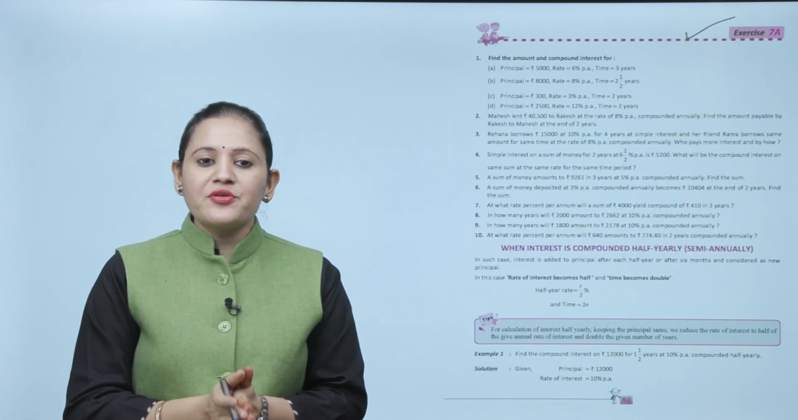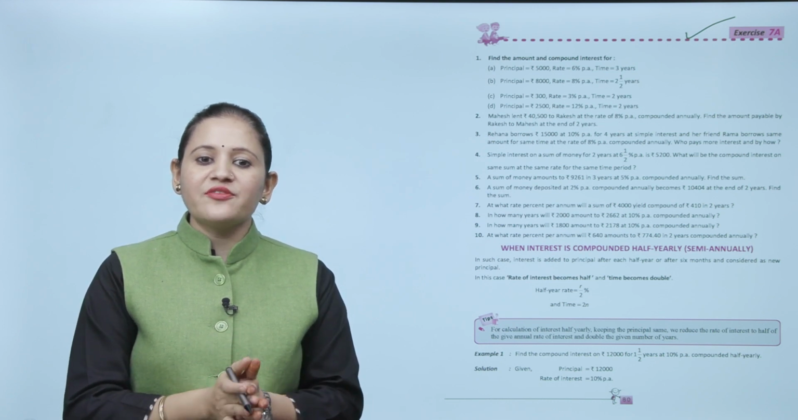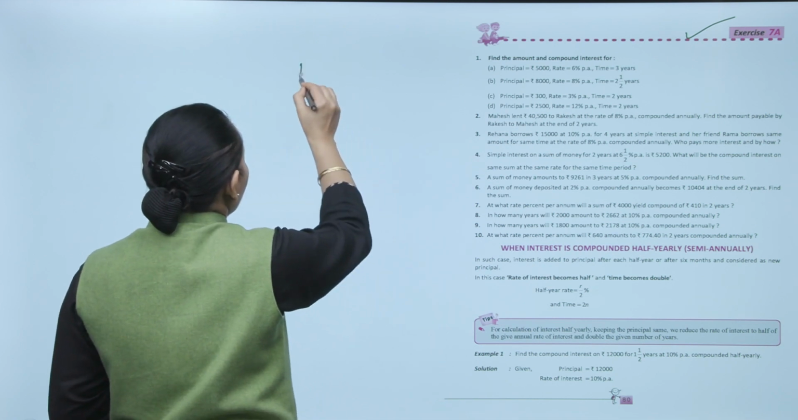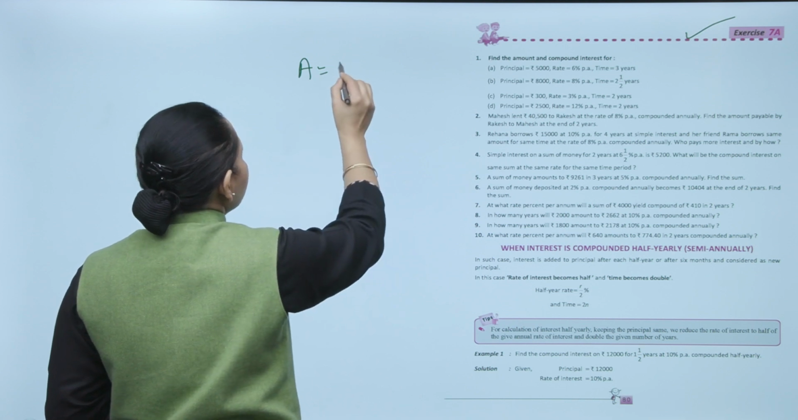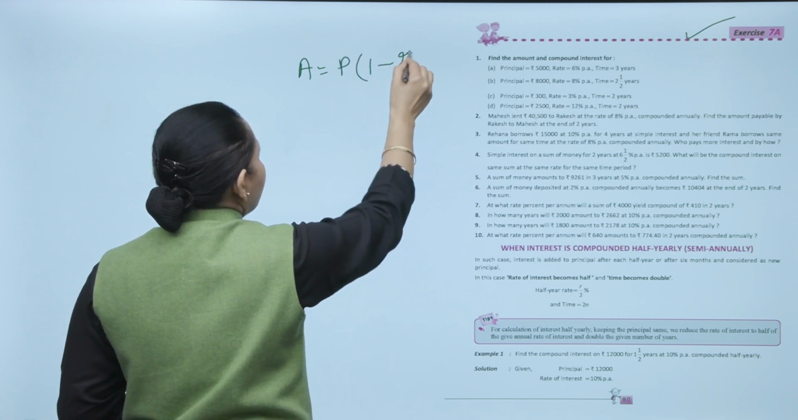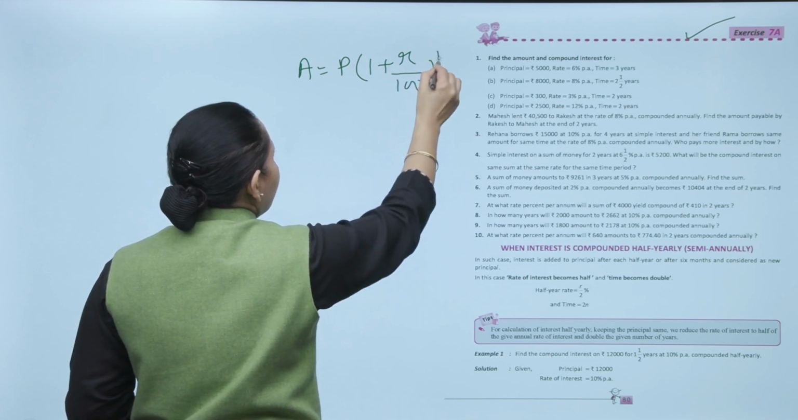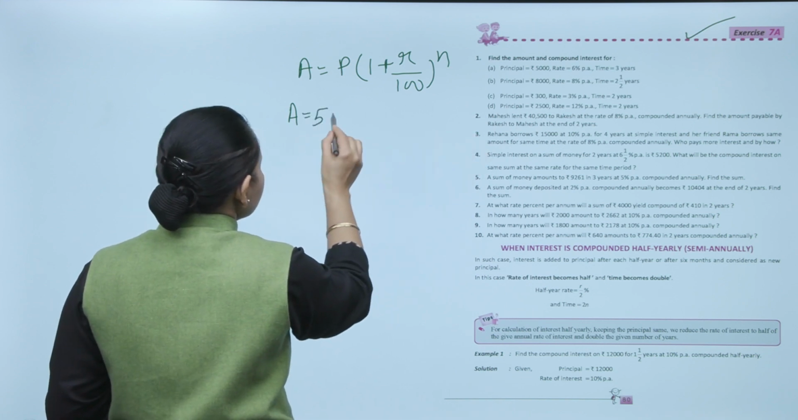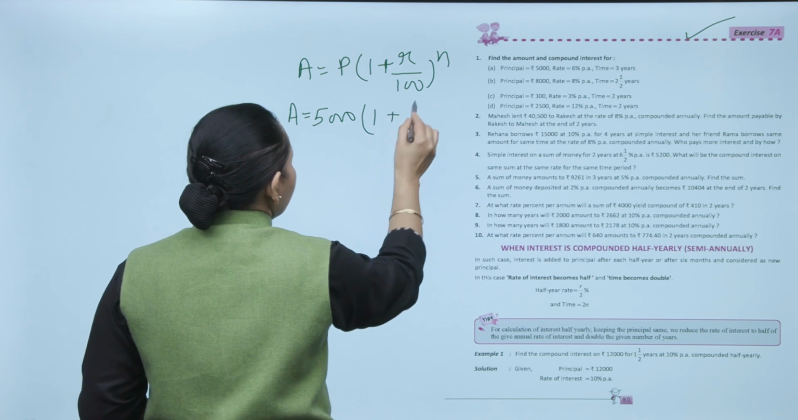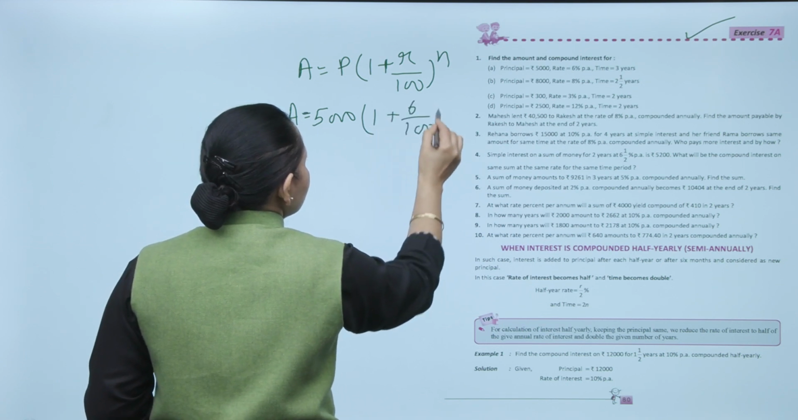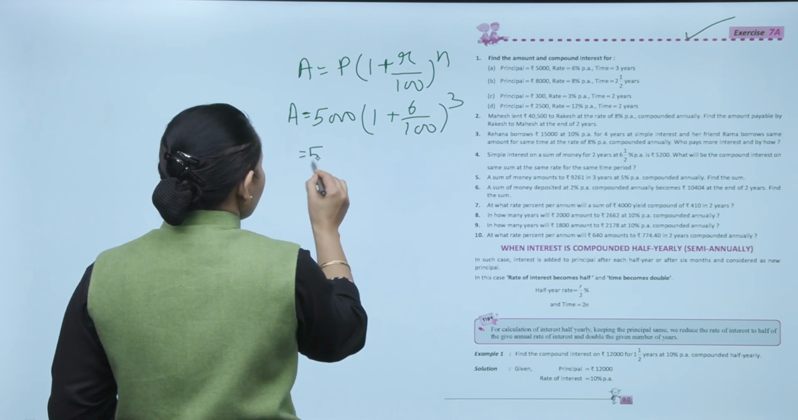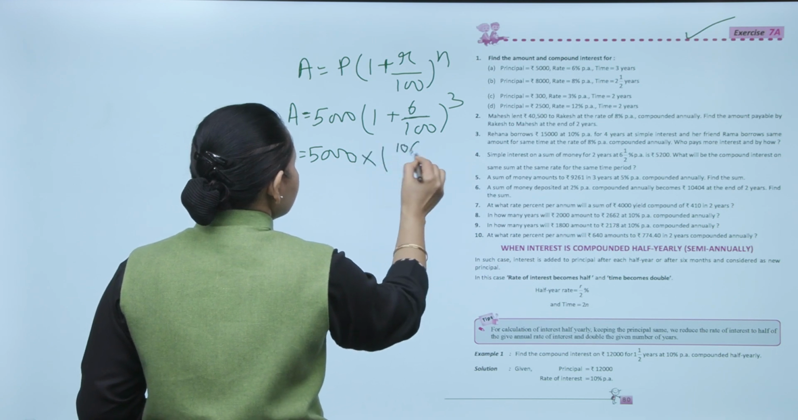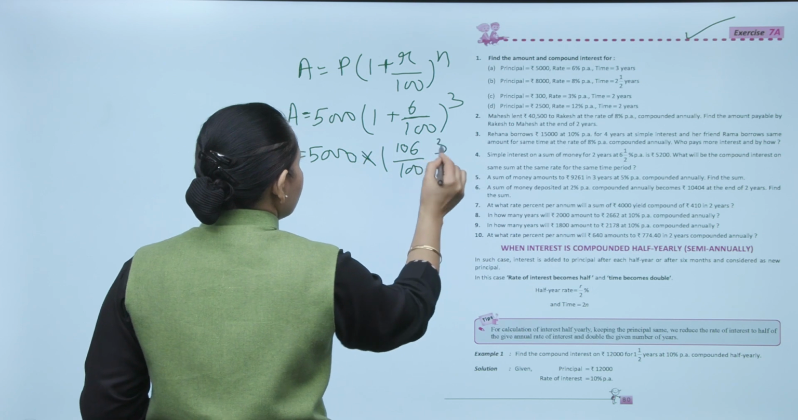Find the amount and compound interest for principal rupees 5000, rate of interest 6% per annum and time 3 years. So amount equals P into 1 plus R upon 100 to the power n. So amount equals principal rupees 5000 into 1 plus 6 upon 100 to the power 3. That is 5000 multiplied by 106 upon 100 to the power 3.